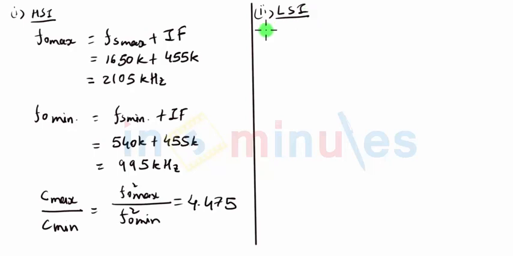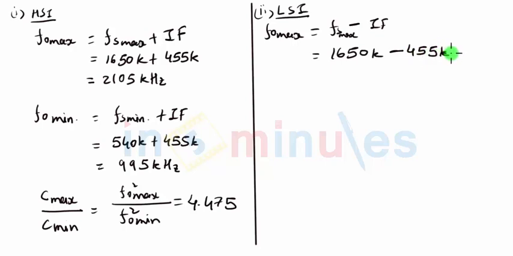Let us now do the similar calculation for low side injection. So let's do it for LSI now. For LSI, my FO will be Fs minus IF, and here I am finding the maximum values. So FO max will be 1650 kilo, which is Fs max, minus IF, which is 455 kilo. And now when you take the difference, it comes out to be 1195 kilohertz.